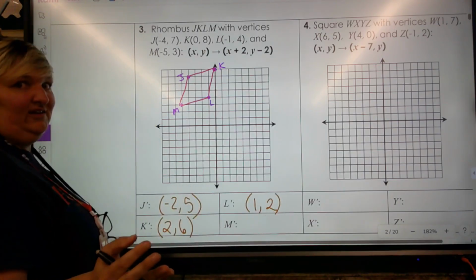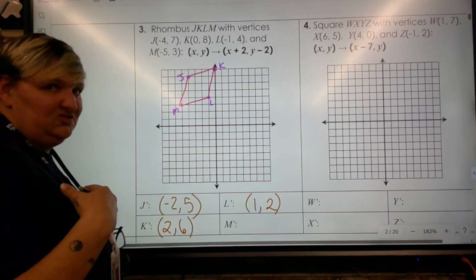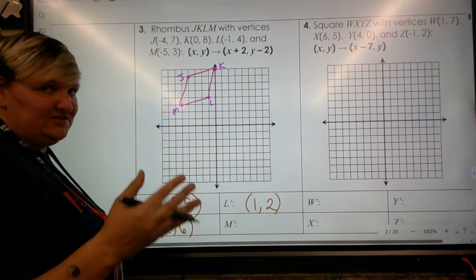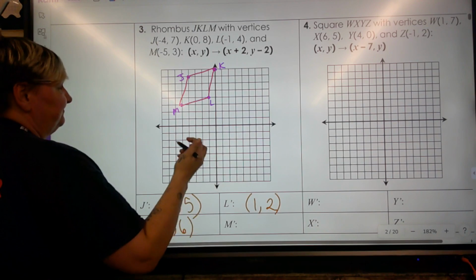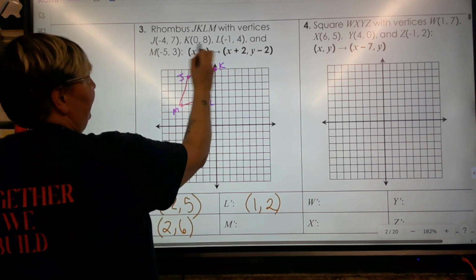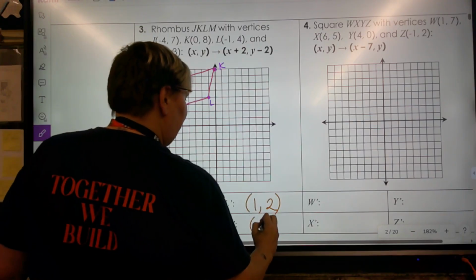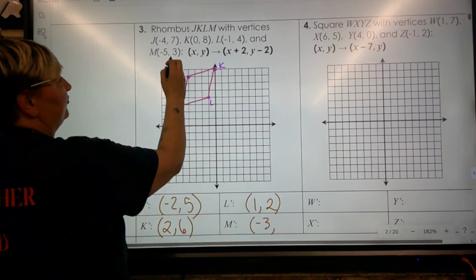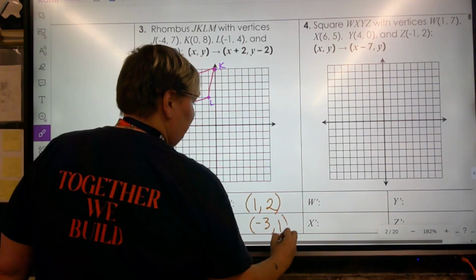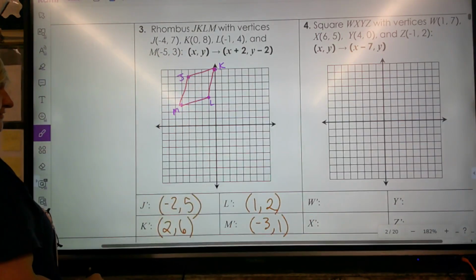Be careful with your negatives. This is why I needed you to be able to add and subtract with positive and negative numbers. Negative 5 plus 2 is a negative 3. 3 minus 2 is 1. That was a lot faster in my opinion.